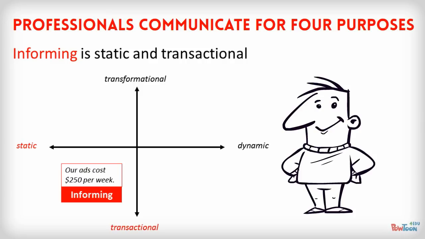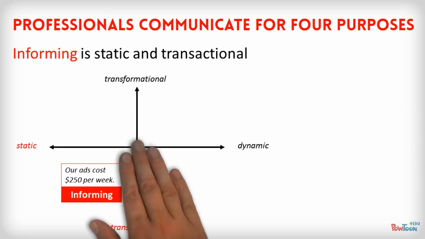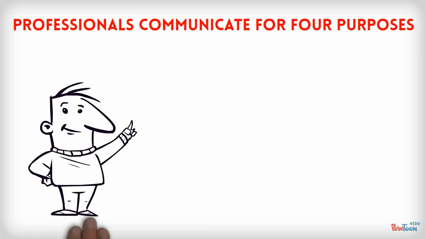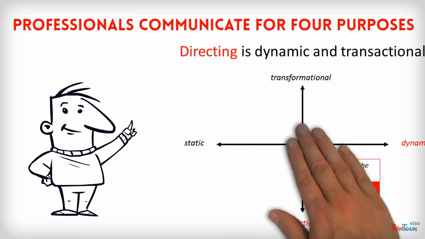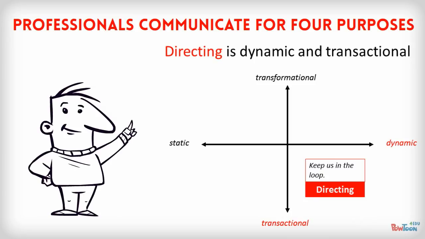Let's try another example. When the HR pro writes, "If an unforeseen change occurs, keep us in the loop," his message is transactional, it focuses mostly on tasks. That makes it similar to informing, but it's dynamic. It prompts readers to do something in response. That means his purpose is directing.